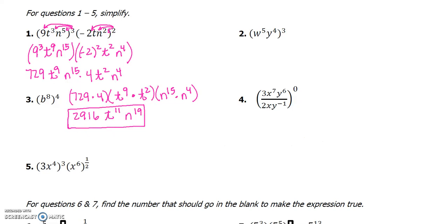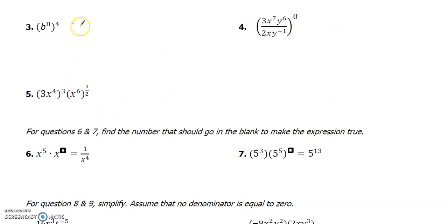Okay, let's go on to number 2. Again, I have an exponent on the outside. None of my bases are the same on the inside, so just distribute the exponent. Again, when I distribute, I already have an exponent there, so I'm going to multiply. So 5 times 3 will be 15, and then 4 times 3 will be 12, and I'm done with number 2. Okay, number 3, again, I'm just distributing. It already has an exponent, so I'm going to multiply. 8 times 4 will give me 32. And there's my answer for 3.